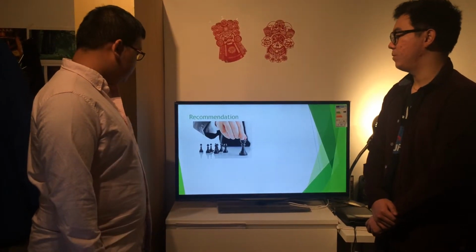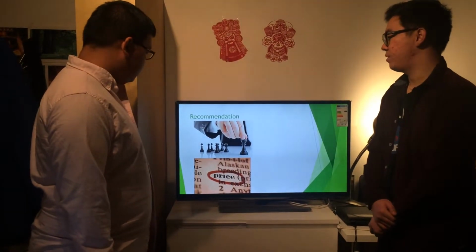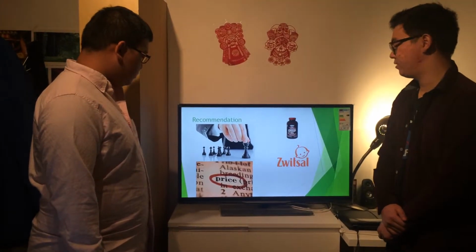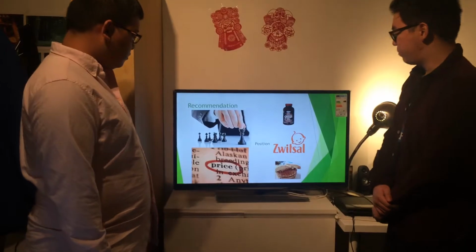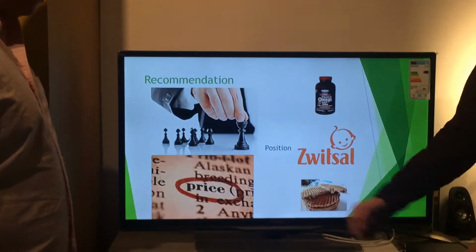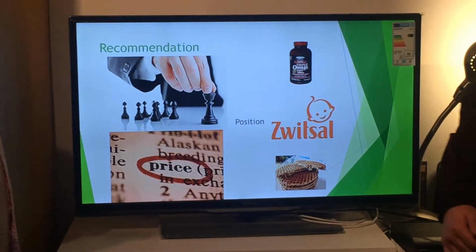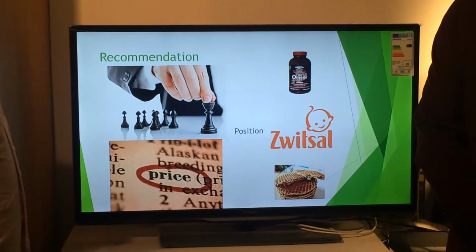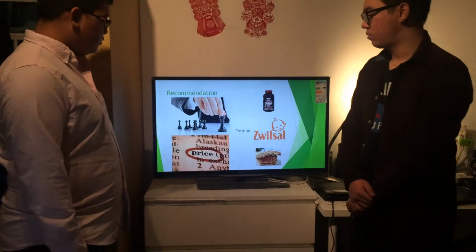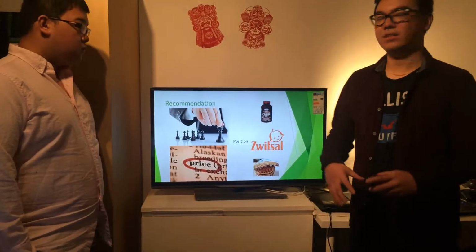The next part is still recommendation. In this part, we will mainly focus on the pricing and positioning strategies for your company. As we can see, the price for the waffles is really low, which means that the pricing strategy is mainly for attracting customers and expanding market share, to attract more customers.